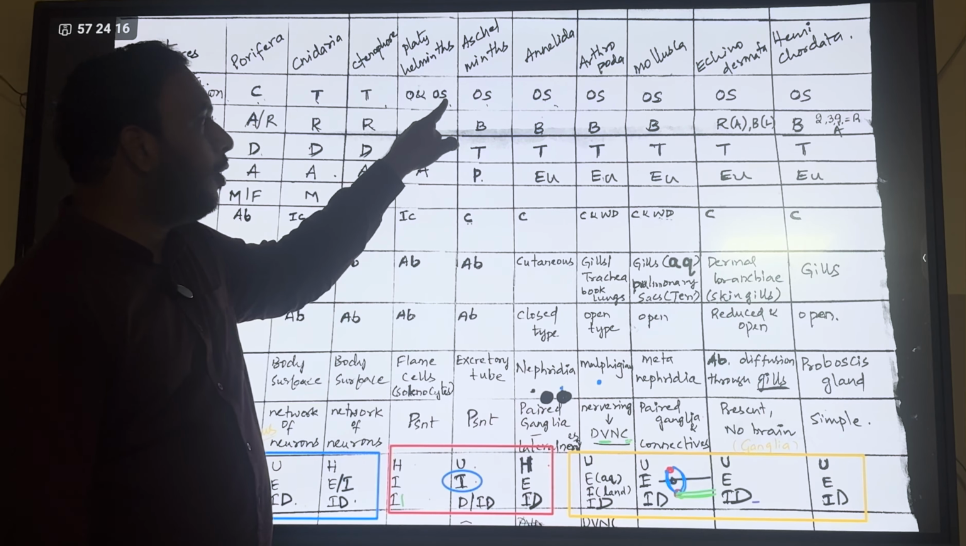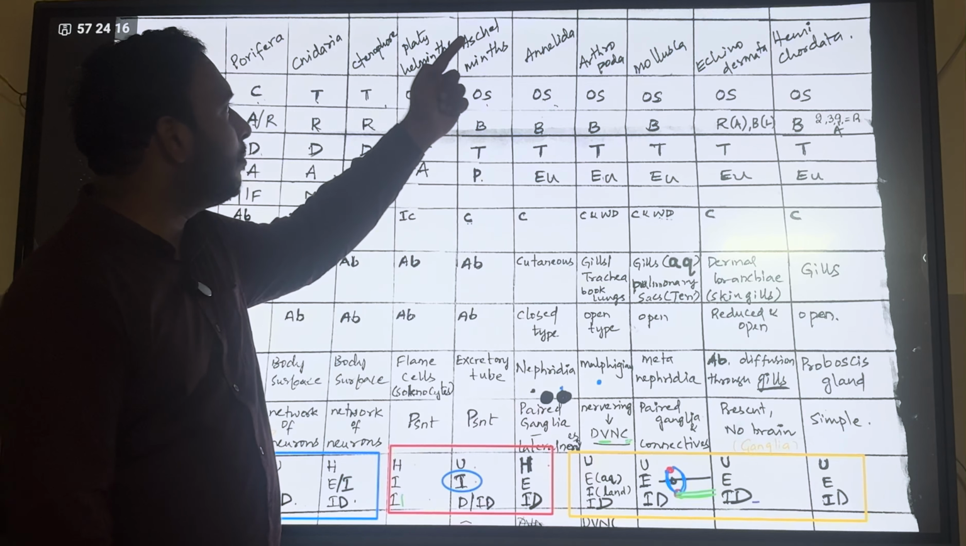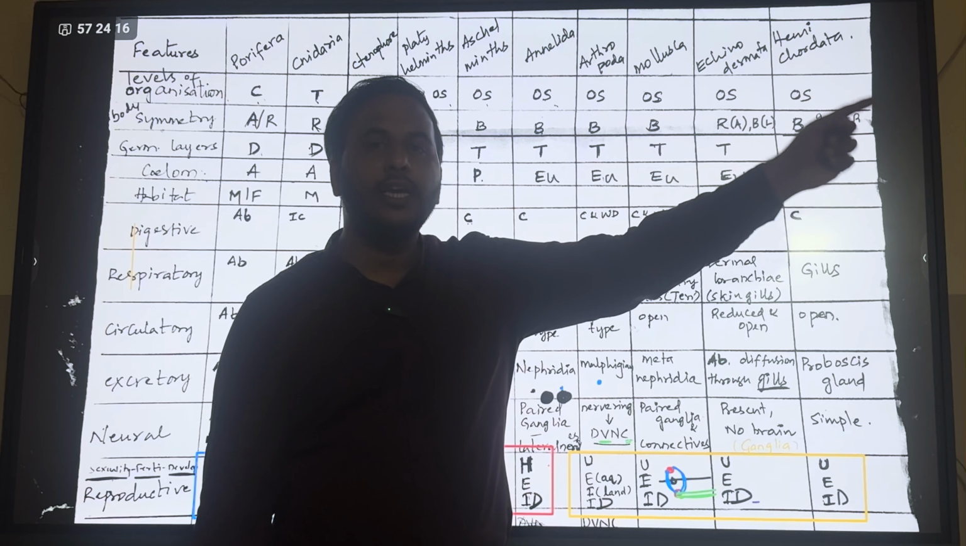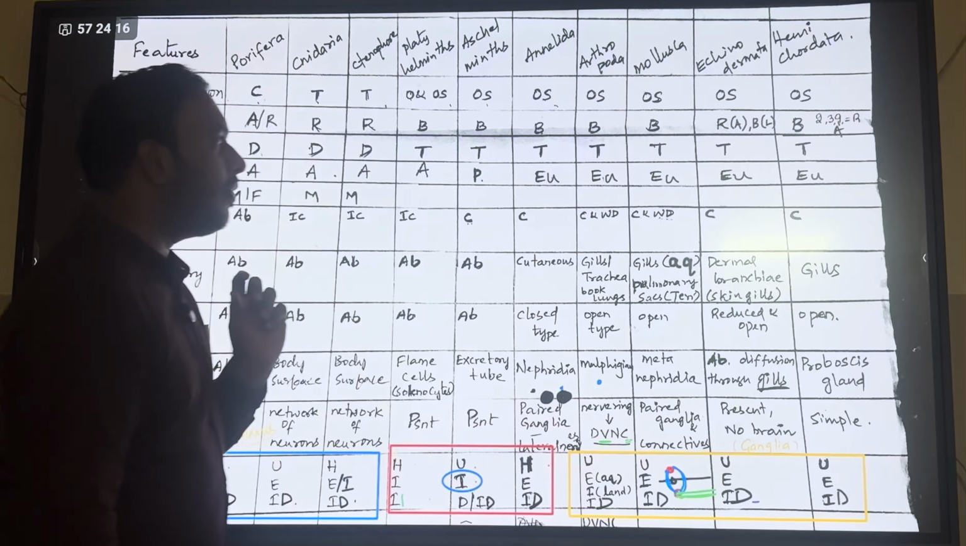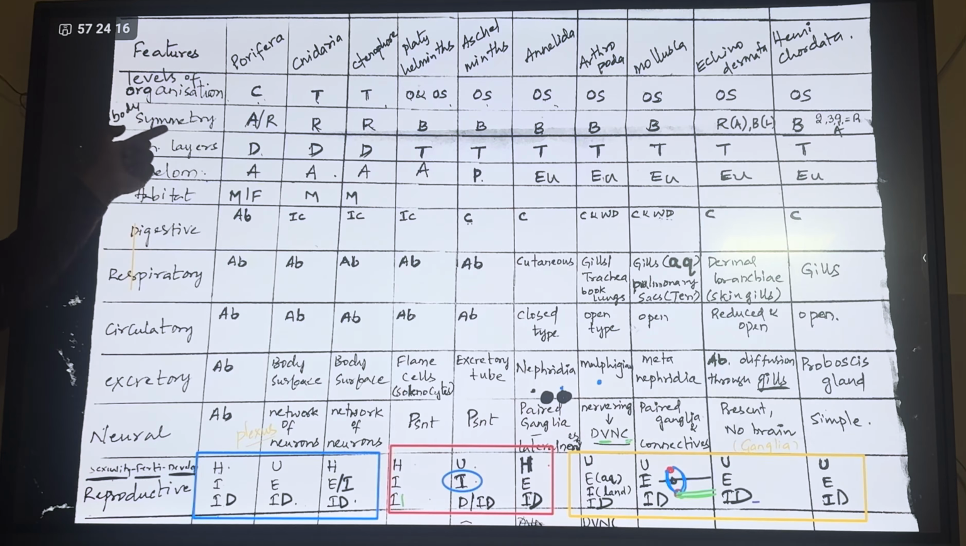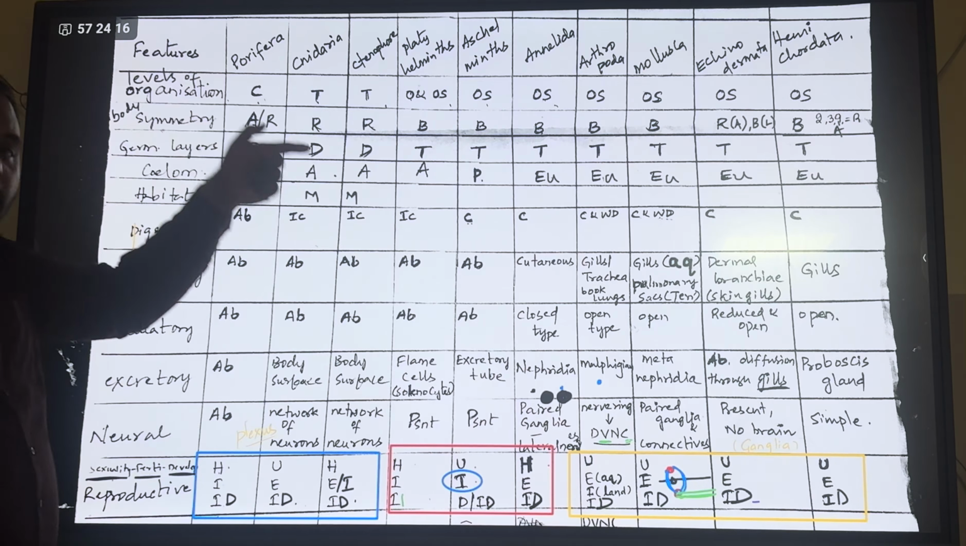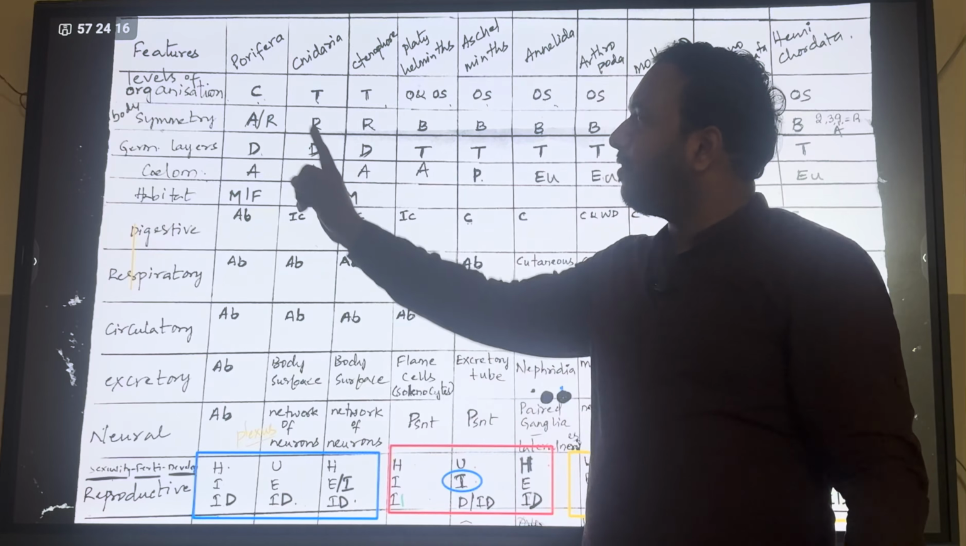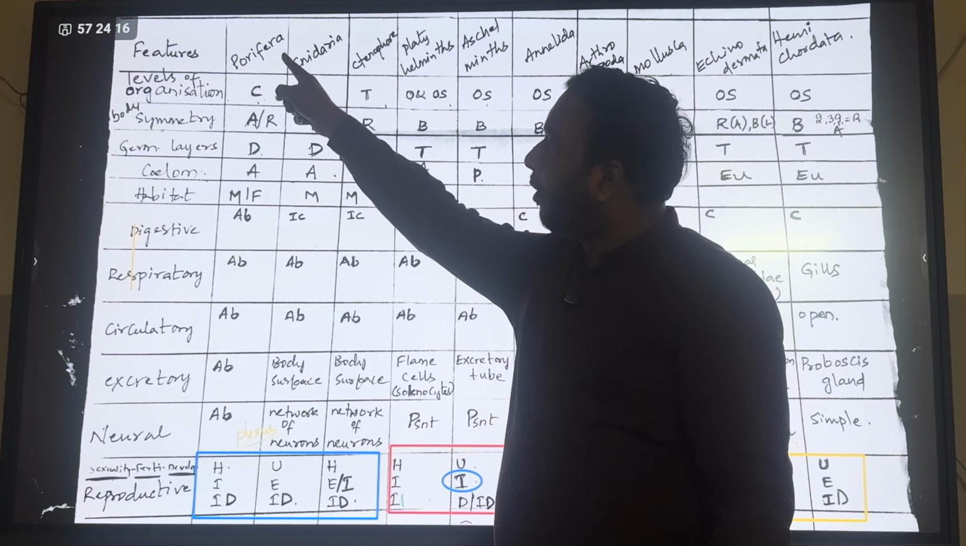Platyhelminths means O and OS, organ and organ system. Aschelminths, which I have written as OS, means hemichordata also OS. OS stands for organ system level of classification. Next, body symmetry. I have written A by R, mostly asymmetrical, very rarely radial symmetry you can find in the Porifera.